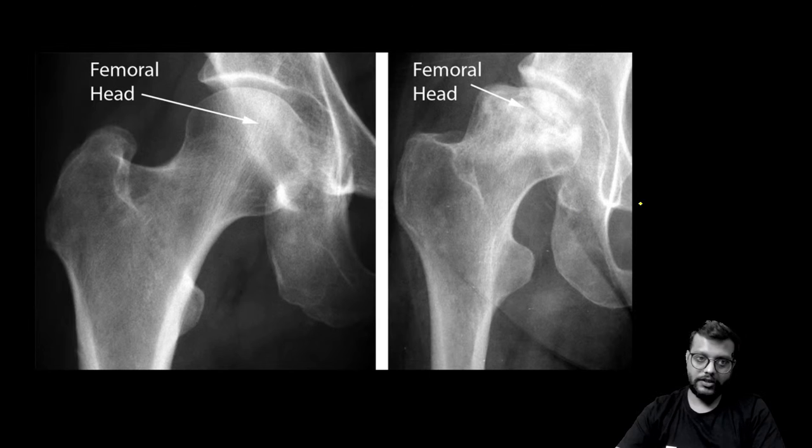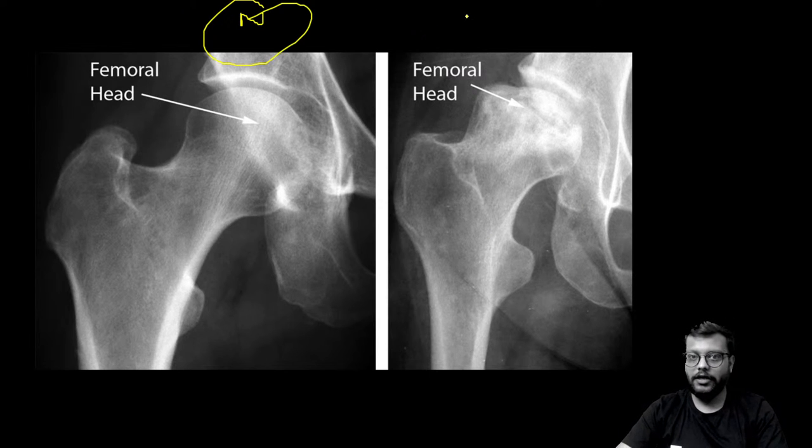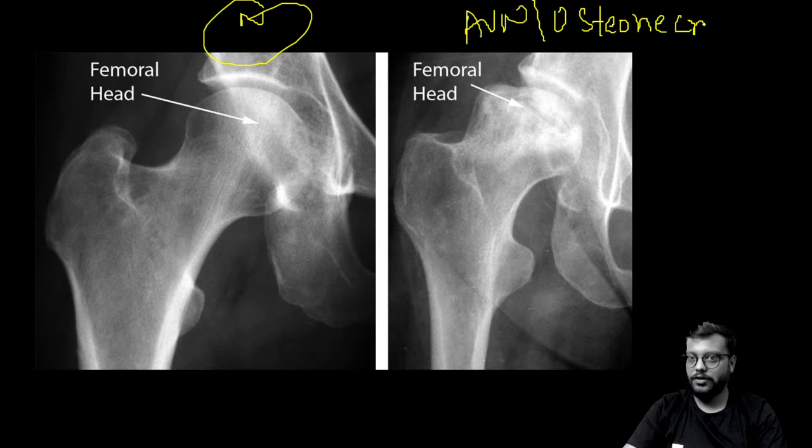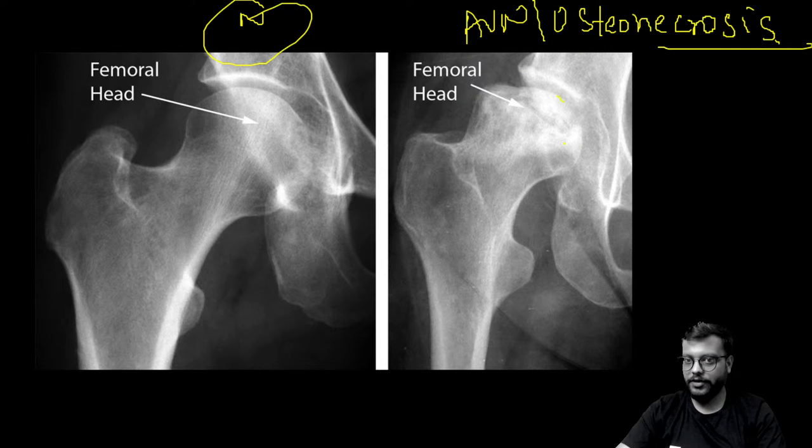Okay, see this is your normal femur head and here it is your femur head having AVN or osteonecrosis. Okay, here you can see there is complete destruction, it has become hyperdense, and there is destruction of the joint space and wedge-shaped subchondral depressions.